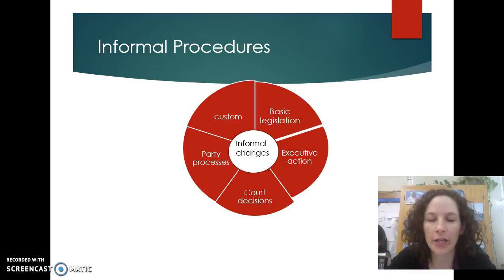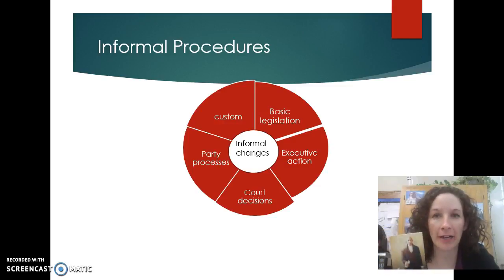Okay, so we've already looked at the amendment process, how you formally add amendments into the document, actually changing it in a quite literal way. But this document has evolved, or at least our understanding of it has evolved over time. So what I have here is categorized the informal ways the Constitution has changed over time. And I'm going to go around from basic legislation to executive, court, parties, custom, in that order.